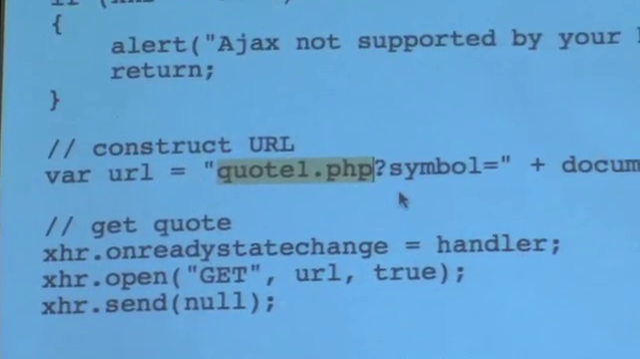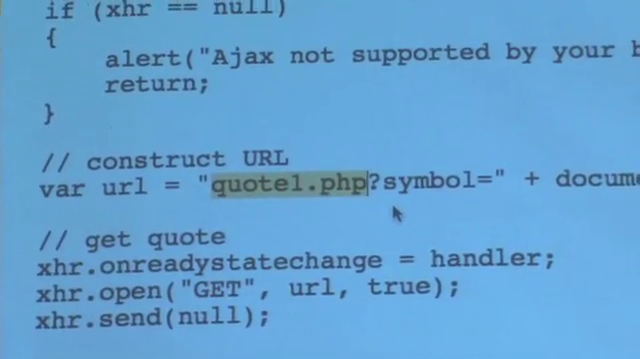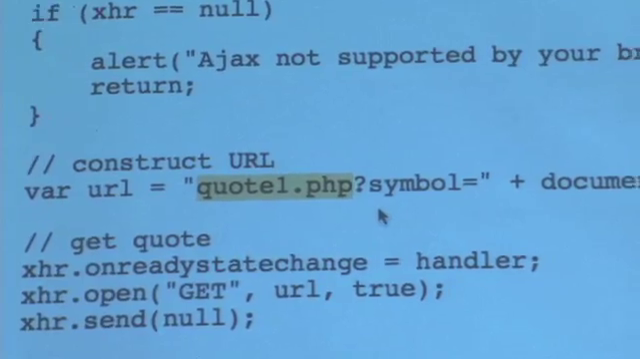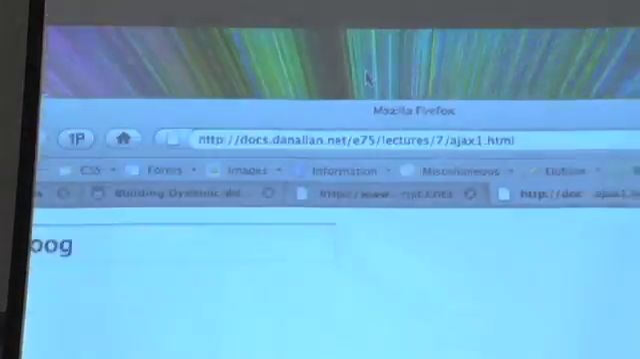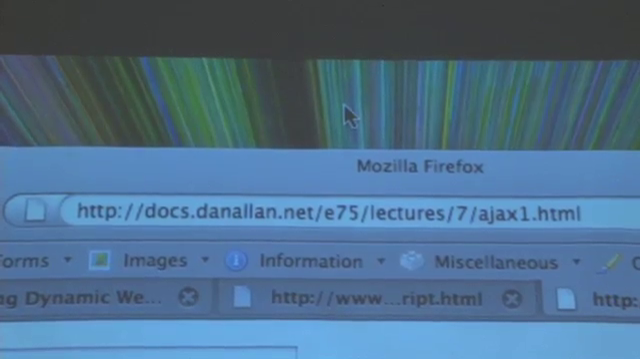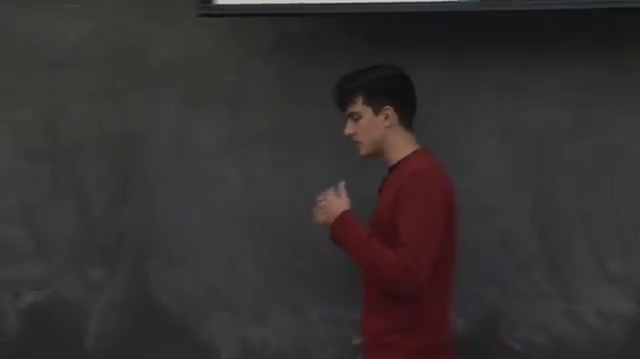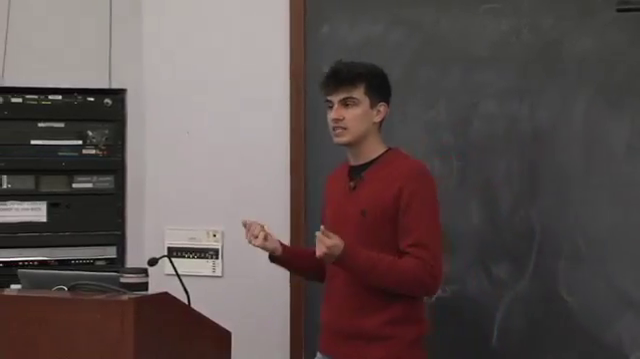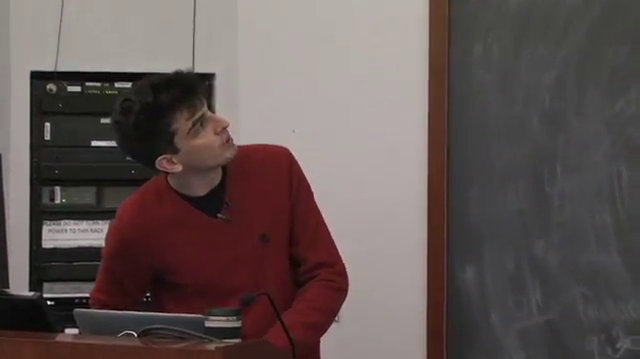This assumes that there is a PHP file on the server in the same relative path as this HTML file. Notice that the URL of this web page is docs.danallen.net/e75/lectures/7. So presumably there is a quote1.php file in that same directory that is going to be doing this. This is a relative path, and it works just like other relative HTML paths. This is a relative path to that PHP file.